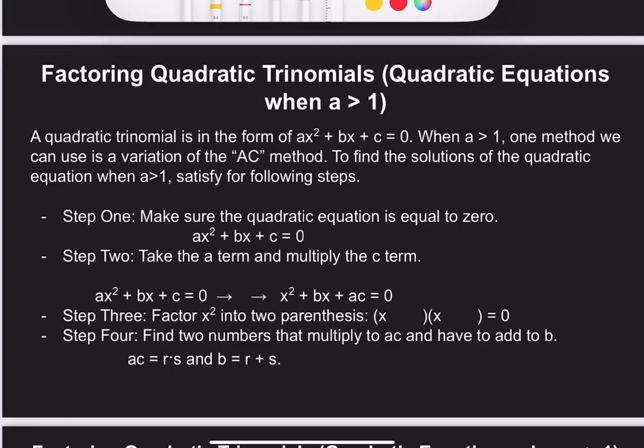Factoring quadratic trinomials when the value of a is greater than 1. Now remember, a quadratic trinomial is in the form of ax squared plus bx plus c is equal to 0. When a is greater than 1, one method we can use is a variation of the AC method. To find the solutions of the quadratic equation when a is greater than 1, satisfy the following steps.